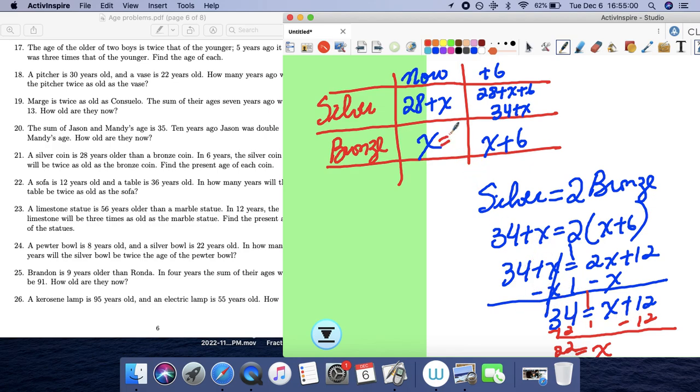So go back here. The bronze coin is 22 years of age, and the silver coin is 28 plus 22, so the silver coin is 50 years old. Okay, and then you can plug it in on the other one. What question was this? Question 21? 15, 22. And we're good. 26 is our next victim.